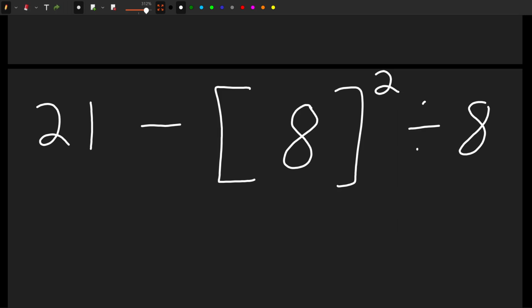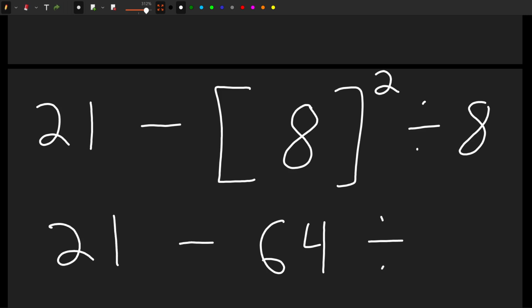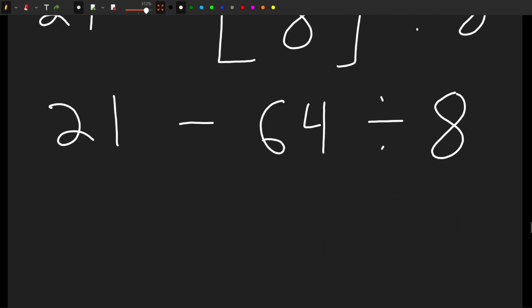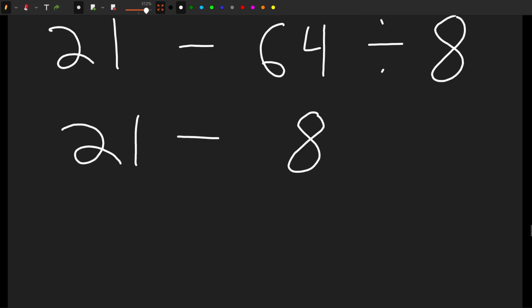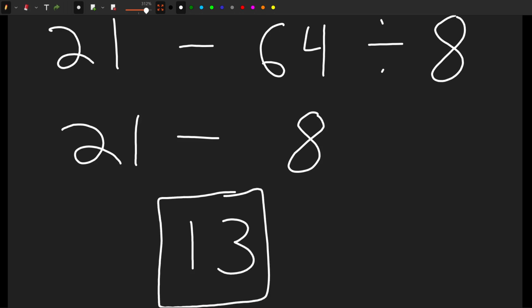Exponents, multiplication, addition, subtraction. The next thing we have to do is exponents. 8 squared is now 64. I'm just going to bring back down the rest of my terms. And then we have subtraction and division left. Division goes first. So 64 divided by 8 is 8. So now we have just 21 minus 8, which should be 13. And that is our final problem. And that will do it for today.